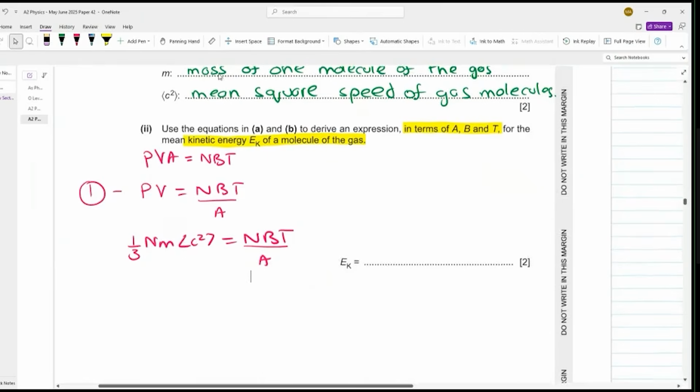Is anything getting cancelled out? Yes, for sure. Capital N gets cancelled out. 3 gets multiplied towards the right side. MC square is equal to 3BT divided by A.